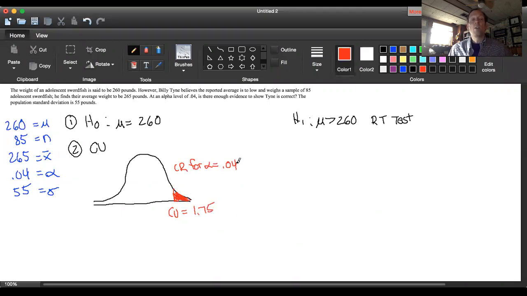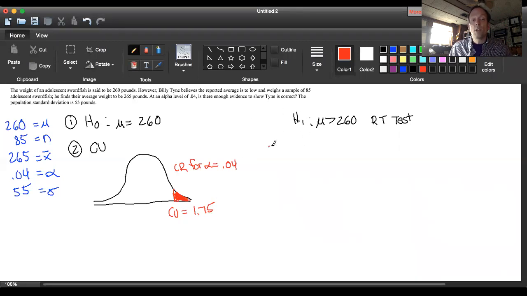So that's letting me know I can only reject the null hypothesis if my sample average, my average weight of fish, is more than 1.75 standard deviations from the average. It's kind of like saying we can only reject the null hypothesis if we have a sample average that we only had less than a 4% chance of getting. Remember that when we do our sample, we're assuming the population average is holding at 260 pounds.